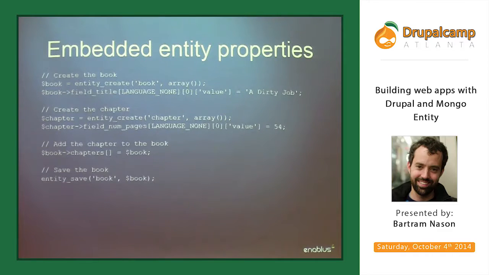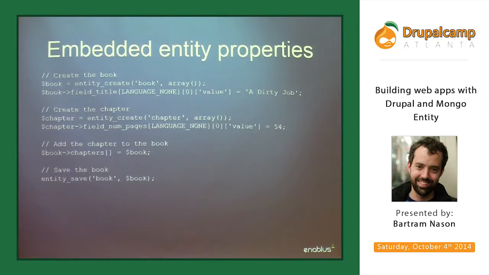So creating embedded entities works just the same as creating a regular entity. If you're doing this programmatically, use the entity create function and set your entity type. The embedded entity can have fields as well, and you can set values on them. And then to save the embedded entity, you have to save the parent.